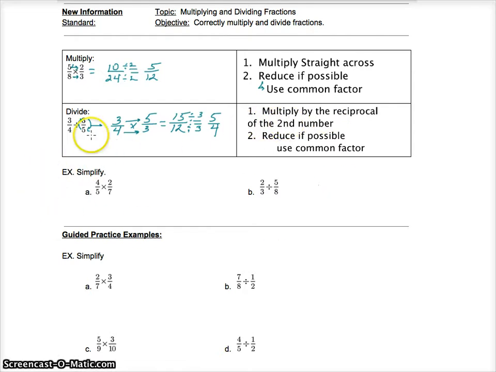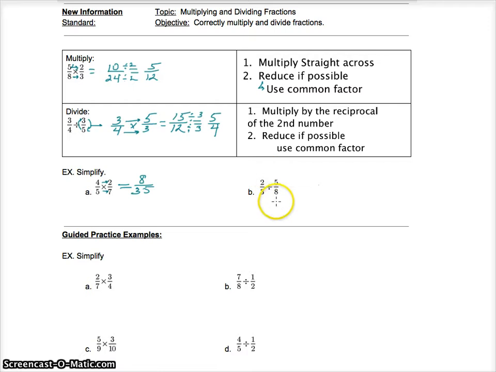So let's look at a couple more examples here. Part A, it says 4/5 times 2/7. So I'm going to multiply straight across here. 4 times 2 is 8. 5 times 7 is 35. And that's that. They cannot be reduced, so that's my answer.